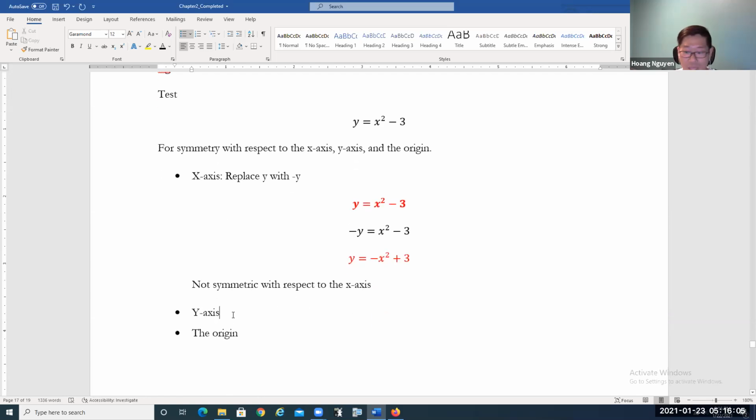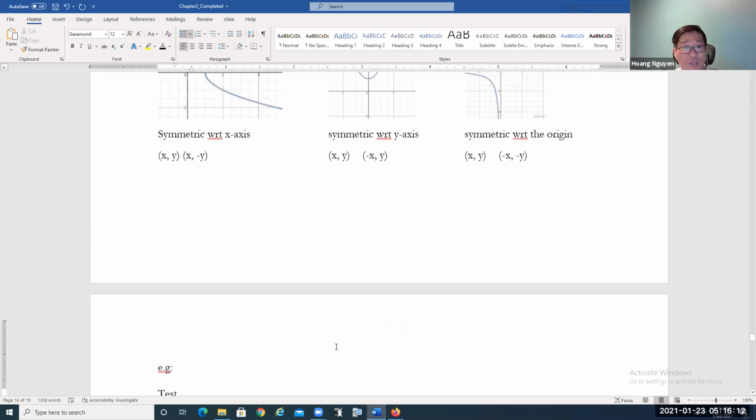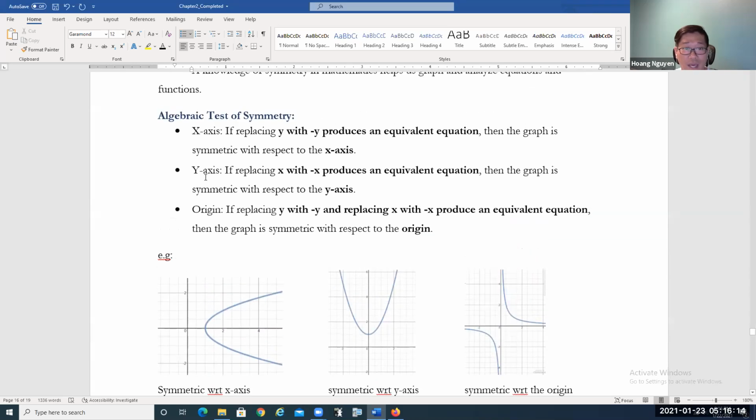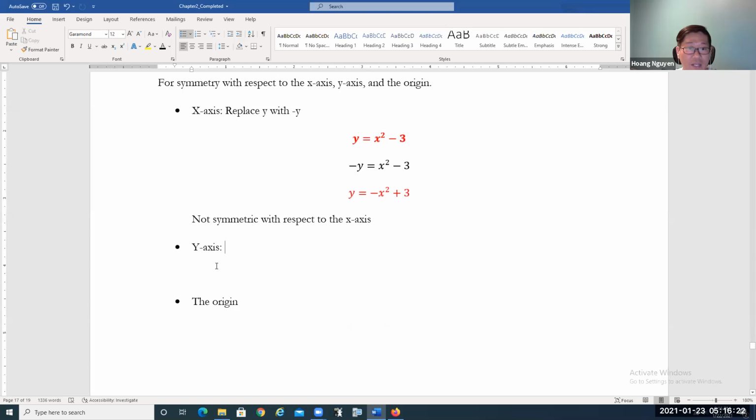Now, with a similar concept, we're going to check for symmetry with respect to the y-axis. So for the y-axis, what do we need to do? We replace x with negative x and hopefully we have an equivalent equation. So once again, we replace x by negative x, and let's see if that is true or not.